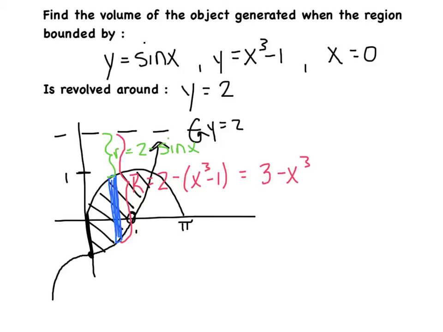Now I just got to set up my integral. So I've got volume equals pi, integral from something to something. Got my outer radius, wrap it up, and square it, minus my inner radius.